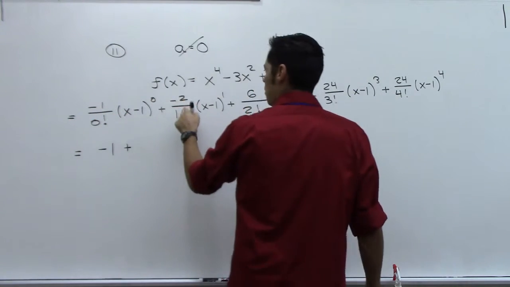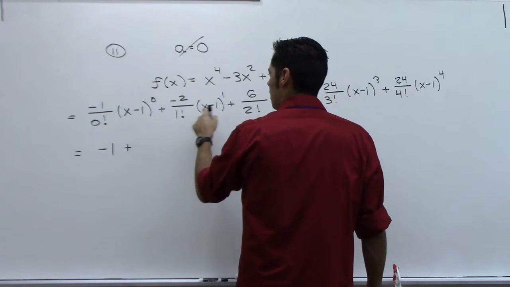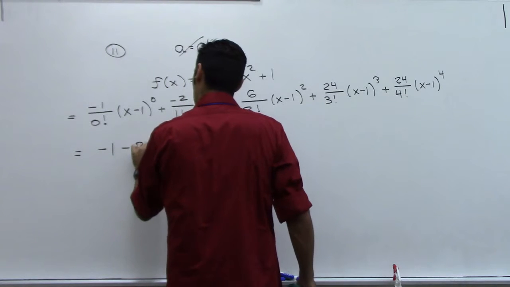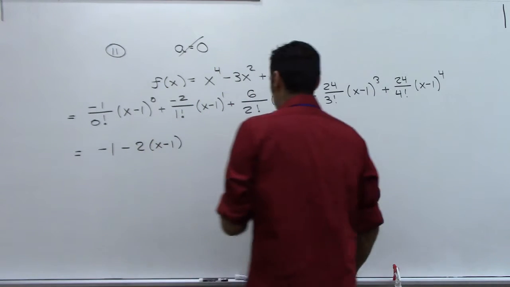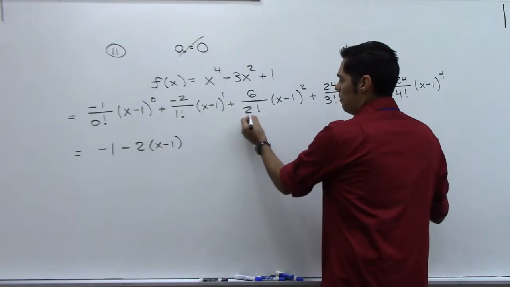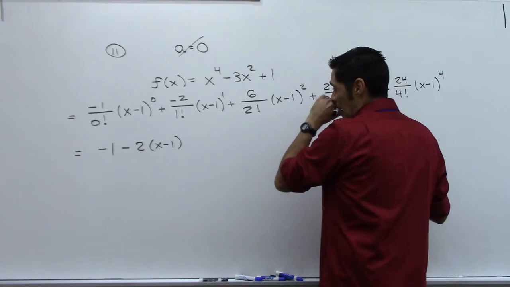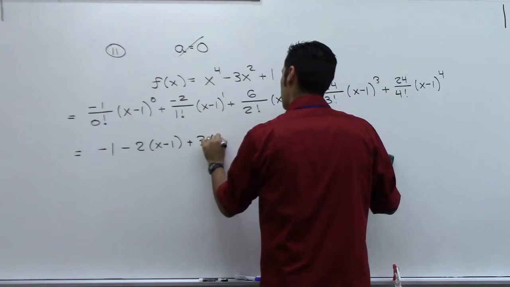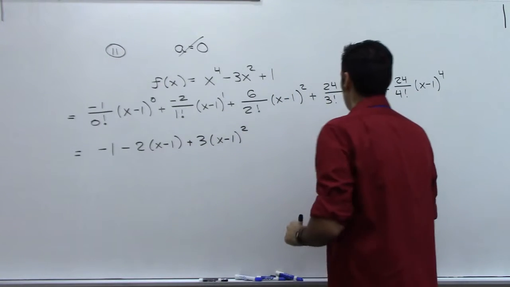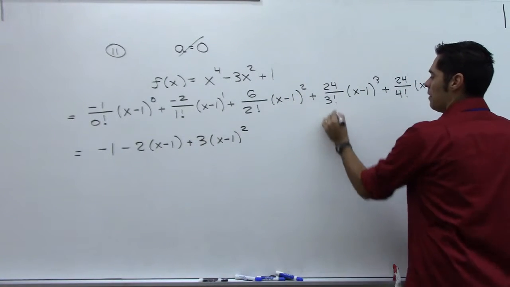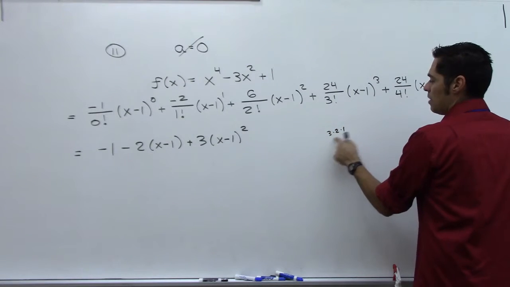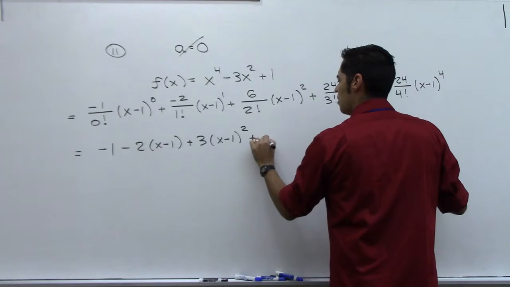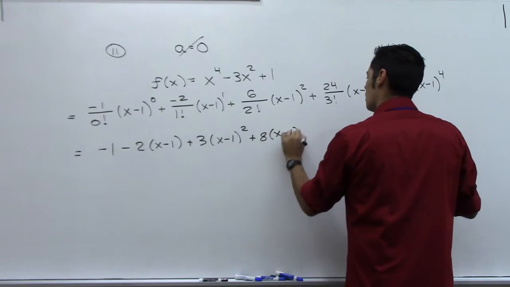Plus, let's see, negative 2 over 1 factorial is negative 2, and then times x minus 1. So I'm just going to put negative 2 times x minus 1. And then over here, the bottom is just 2, and 6 divided by 2 is 3, so we get 3 times x minus 1 squared. And then over here, remember 3 factorial is 3 times 2 times 1, so that's really a 6. And 6 goes into 24 8 times, so 8. Then x minus 1 cubed.